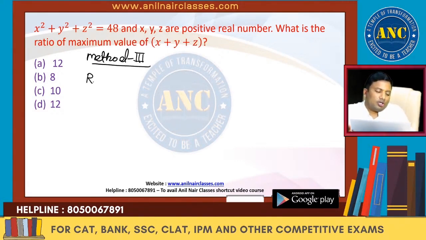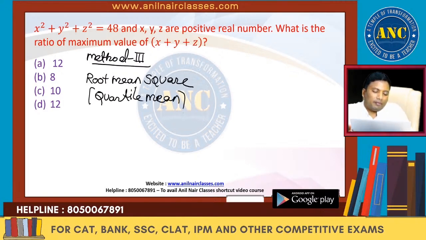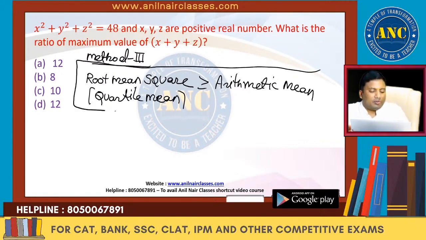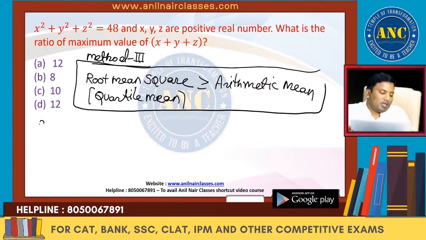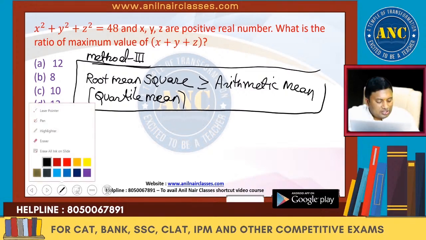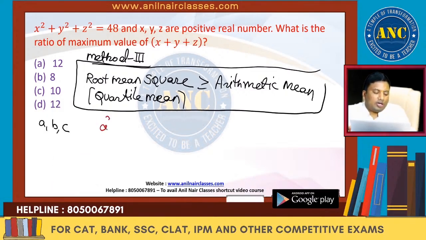Method 3 says root mean square. Root mean square is also called the quadratic mean. Root mean square or the quadratic mean is always greater than or equivalent to arithmetic mean. Write down this point. Suppose there are three numbers a, b and c. Root mean square says first square the values: a square, b square, c square.